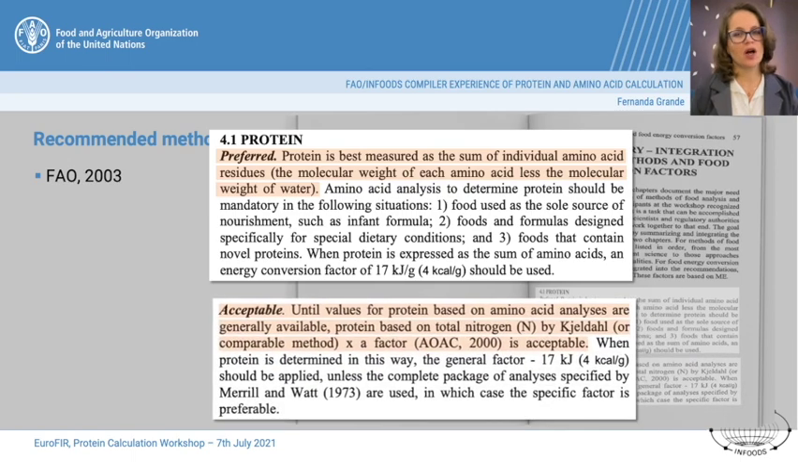But the report also states that until values for protein based on amino acid analysis are generally available, the indirect analysis performed by measuring the total nitrogen content of the food, which is then multiplied by a conversion factor, is also acceptable. However, most or nearly all food composition tables use the indirect method to report the protein content in foods, and this is a consequence of the different analytical approaches.